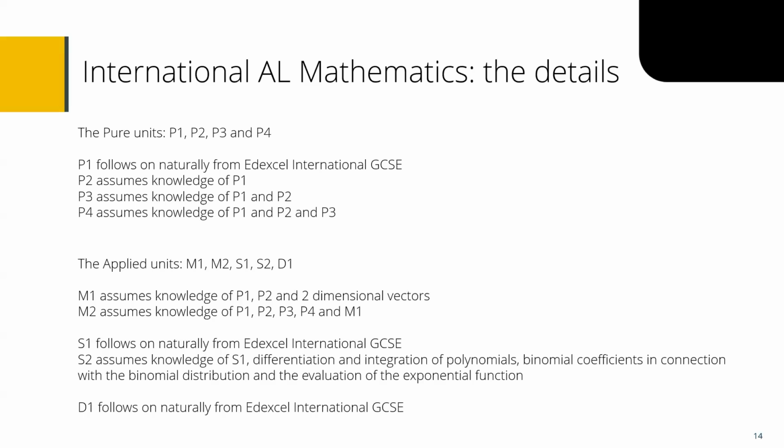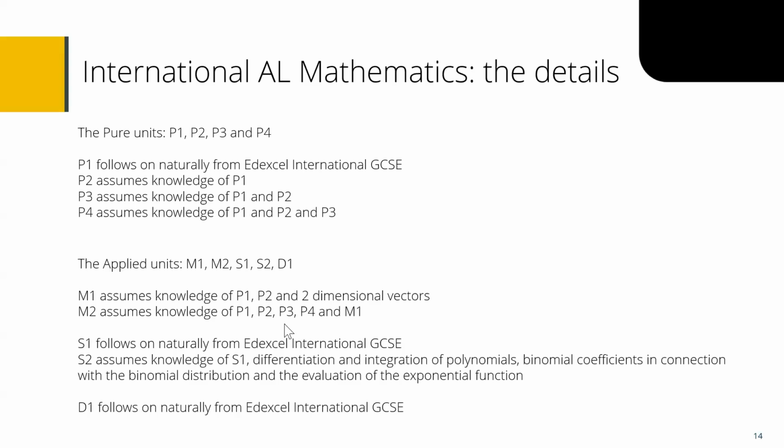Similarly, you can see the statistics modules as well. S1 follows naturally from the international GCSE. S2 assumes knowledge of S1, and you can see there's some differentiation and integration of polynomials, binomial coefficients in connection with the binomial distribution, and the evaluation of the exponential function. So again, you'd want to teach those first before going into S2. D1 follows naturally from the international GCSE. So having a reference and being aware of this helps you structure term by term how you switch between the modules. And that's quite different between schools from my experience, both internationally and here in the UK.